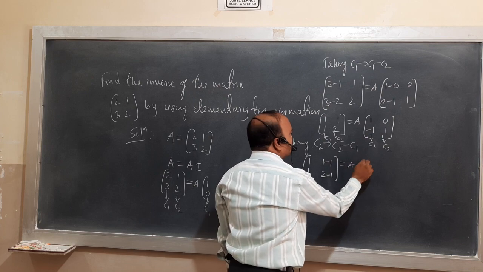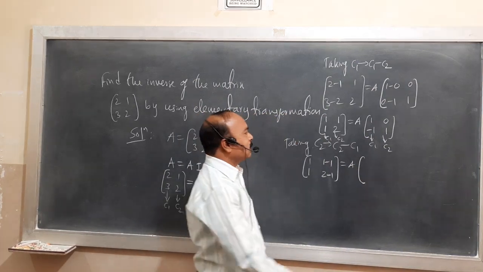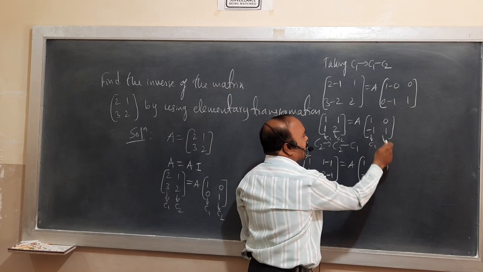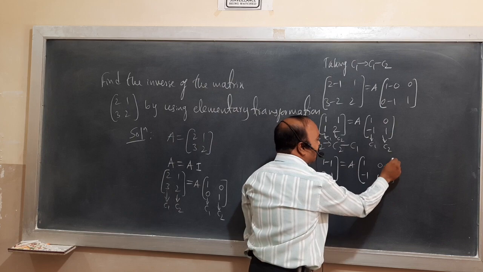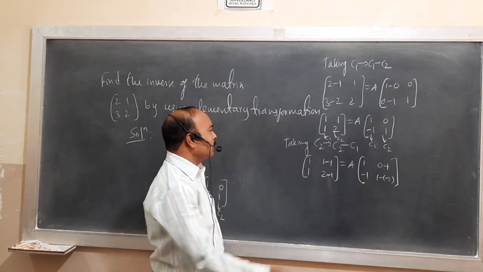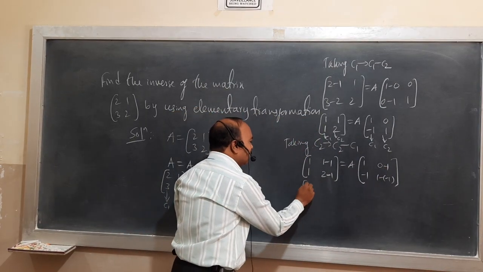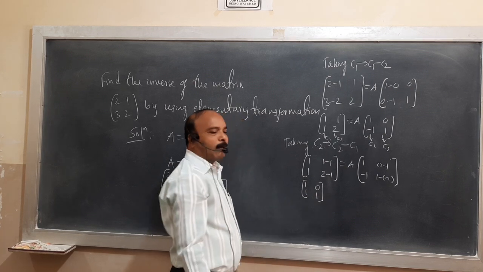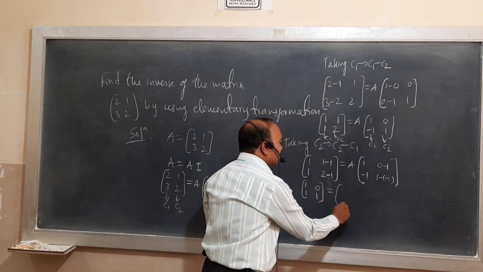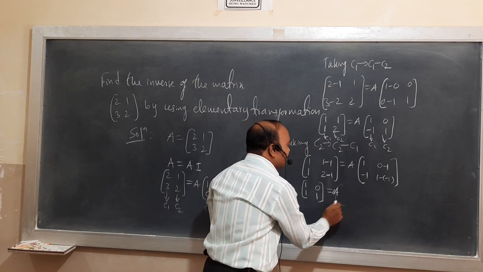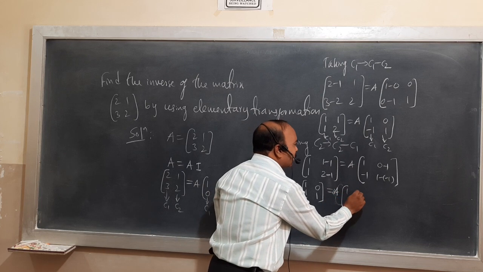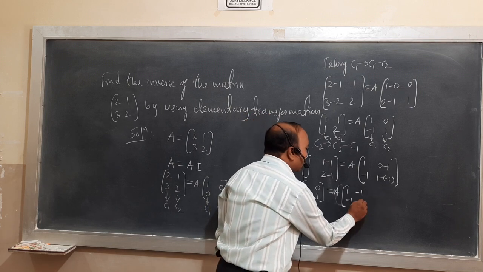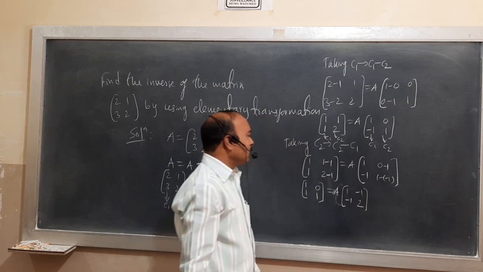Right hand side, here also make C2 minus C1. C1 as it is, 1 minus 1, 0 minus 1, and it is 1 minus of minus 1. It is C2 minus C1. Then we get 1 0 1 1. It is left hand side. Right hand side is A as it is. Now here 1 minus 1 minus 1, 1 minus of minus 1 is plus 1. It is 2. 1 plus 1 is 2.